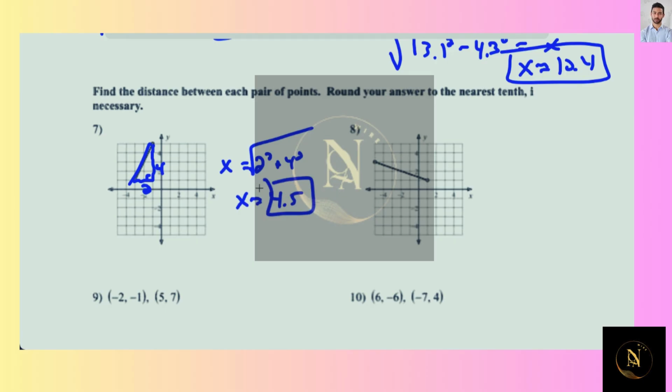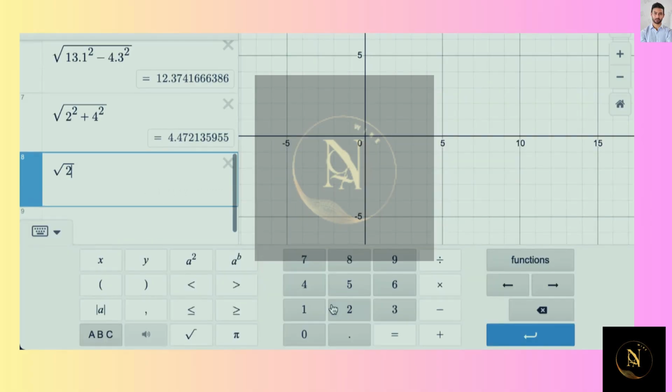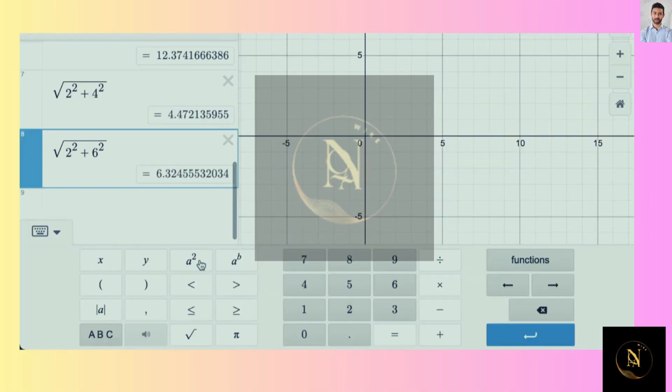Make a right triangle, 2 and 6. So the hypotenuse, what we want to find, the distance, squared is equal to 2 squared plus 6 squared. Square root both sides. The square root of 2 squared plus 6 squared is 6.3.